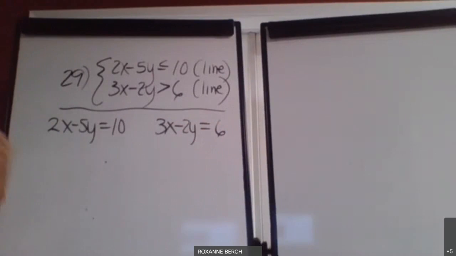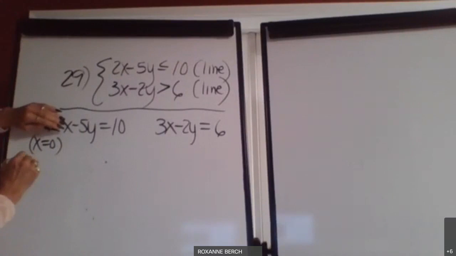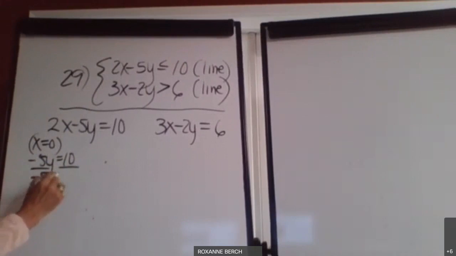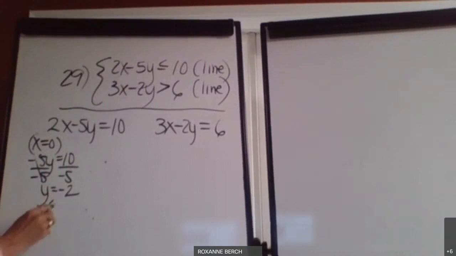So the first step is graphing, and you have to decide what method you're going to use. If it's easy to solve for y, use slope-intercept form, y equals mx plus b. But with both of these problems, it's not easy to solve for y, because you have this 2x here and this negative 5 being multiplied to the y. So we don't want to solve for y if we don't have to. What we're going to do is set x equal to 0. So 2 times 0 is 0, and you get negative 5y is equal to 10. So y is equal to negative 2. You just found the y-intercept, 0, negative 2.